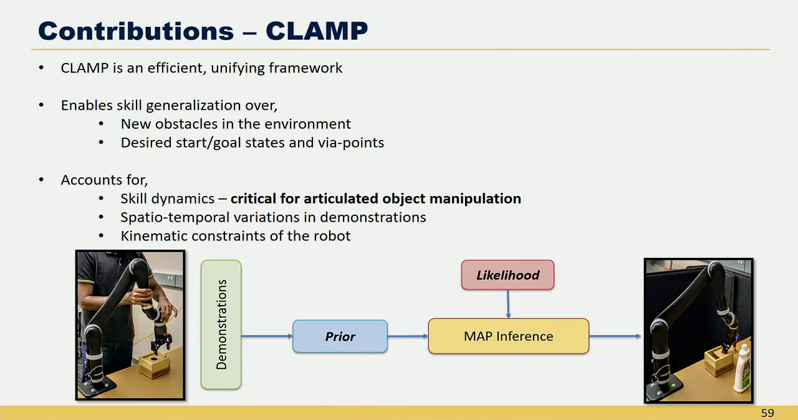Furthermore, CLAMP enables accounting for the skill dynamics, which are critical for articulated object manipulation tasks, which I showed in my experimental results. It also takes care of spatio-temporal variations in the demonstrations, and also the kinematic constraints of the robot in one efficient unifying framework. As a result, CLAMP is not only able to enable robots to learn new skills, but also generalize them in dynamic environments. Thank you.